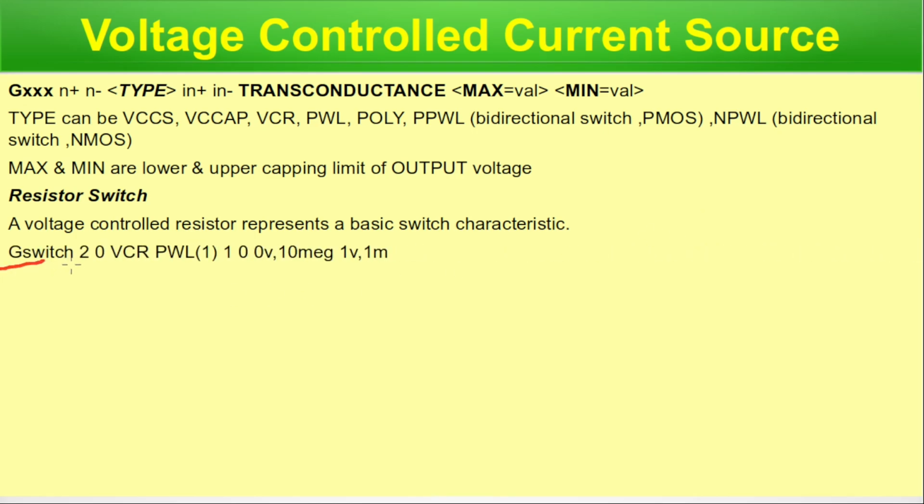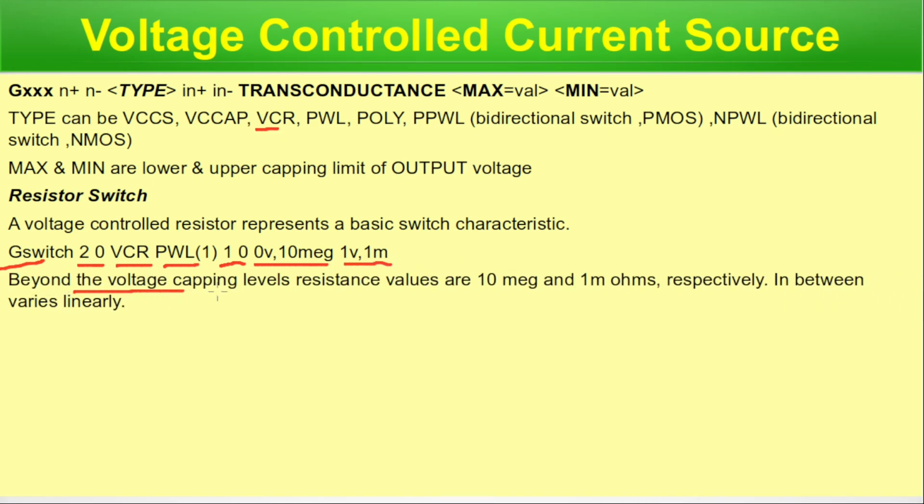Here the G switch is connected between 2 and 0, and this is of type VCR, voltage controlled resistor, and PWL. Now it is connected between 1 and 0, and here the PWL is controlled within the limit 0 volt, 10 meg, 1 volt, 1 meg. Beyond the voltage capping levels, the resistance values are 10 meg and 1 milliohm respectively. In between, it varies linearly. We have the upper limit and lower limit, and we have a voltage controlled resistor.